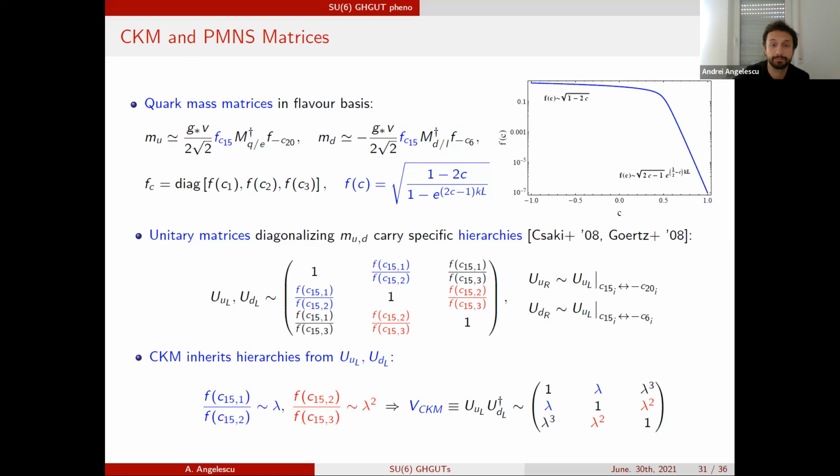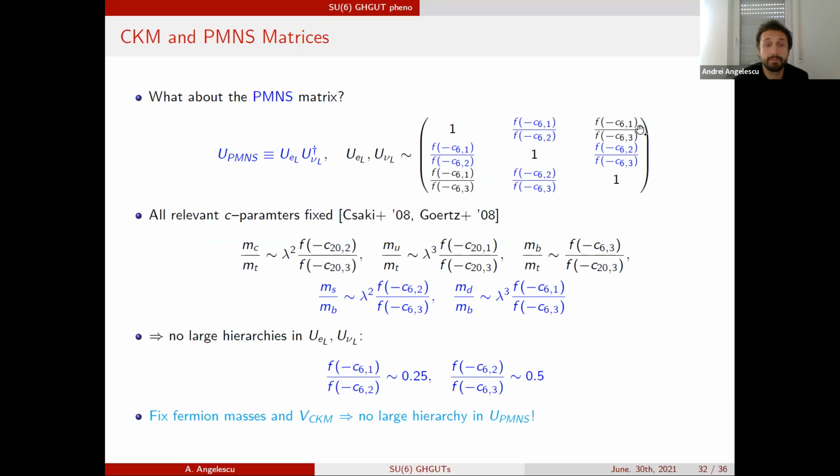Something similar happens to the PMNS matrix, but the hierarchies are much less pronounced because now they are going to be controlled by different C parameters. It's minus C6. And these C6s are actually fixed by ratios of the masses in the down sector, and also by the Wolfenstein parameter. So you get smaller, next to none actually, hierarchies in the PMNS matrix. The main point is that once you fix the fermion masses and reproduce the CKM, the PMNS matrix comes without any large hierarchy. We're not explaining it, but it gives a hint why it's unhierarchical or anarchical.